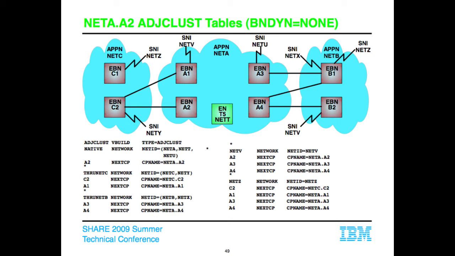Now, some people have made an interesting point to me, and they basically tell me, if these tables between A2 and A1 are so similar, why can't I create just one set of adjacent cluster tables and put them in a table that I can share between A1 and A2? Because A1 and A2 at least have symmetry. They have the same connections, if you will, over to the adjacent network over here. There's a very good reason not to share adjacent cluster tables in an APPN network.